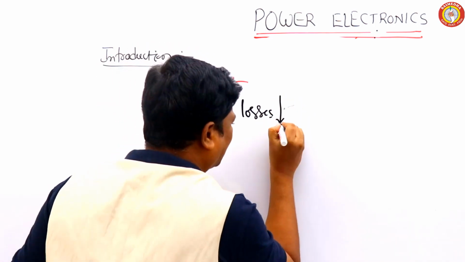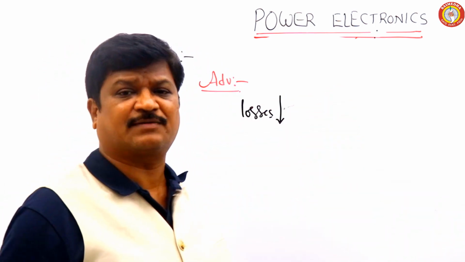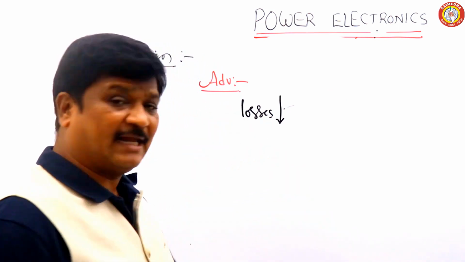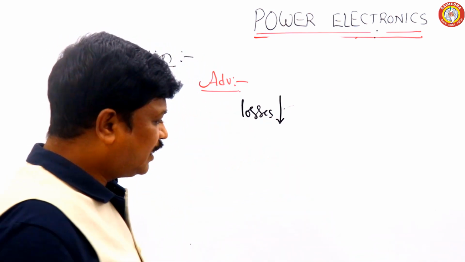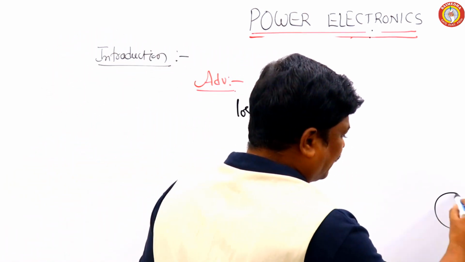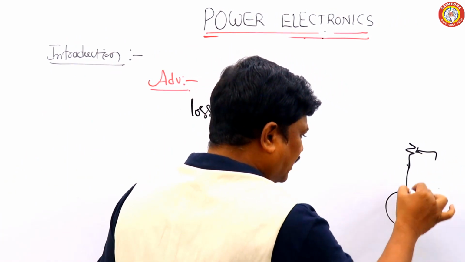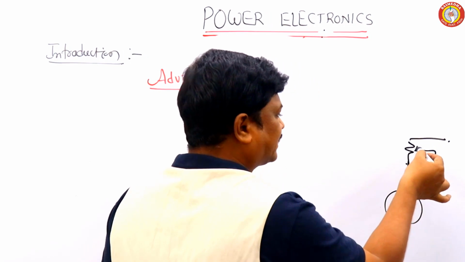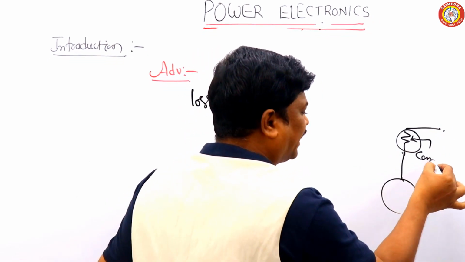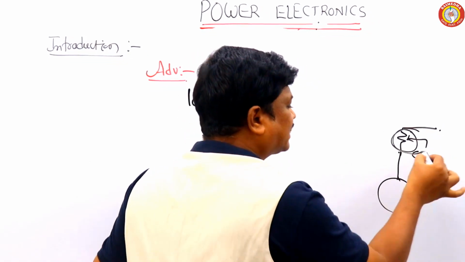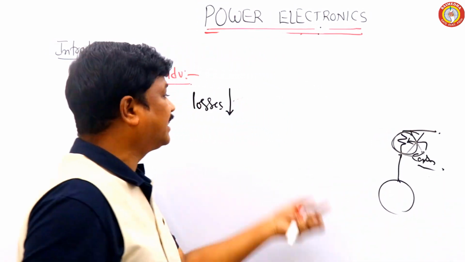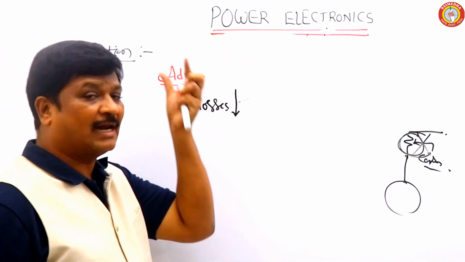Simply I can say like this, why go direct? Don't waste the time. The losses are less. Because if you see, this is your motor, and you are controlling it with some variable resistance like this. Variable resistance. What happened? This resistance will consume some power. Losses will be there. These types of losses will not take place in our power electronic devices.